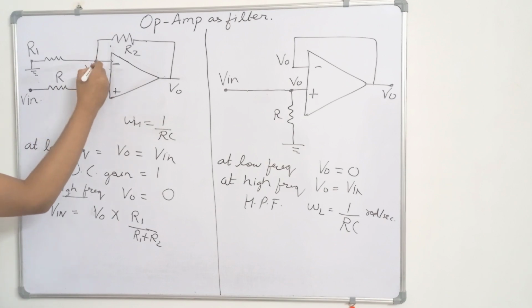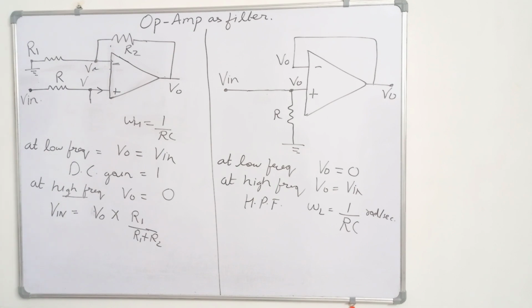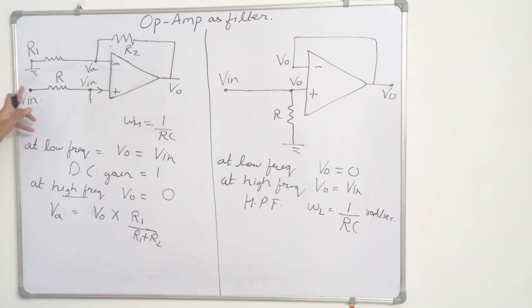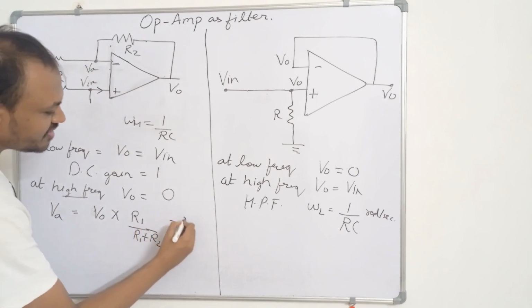Let me name this voltage, otherwise you will get confused. I am making the voltage of the inverting terminal VA, because I am denoting the input voltage as V in. At low frequency the capacitor is open circuit, so V in will appear at the non-inverting terminal. By the virtual ground concept, V in will be equal to VA.